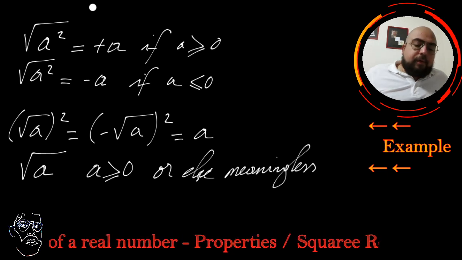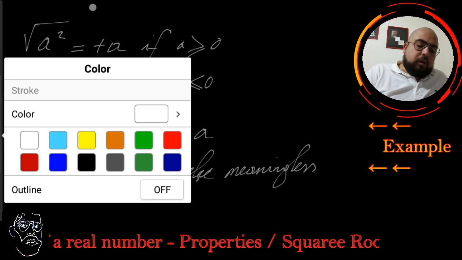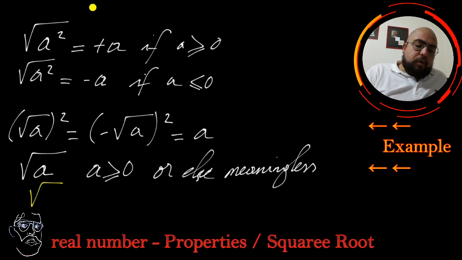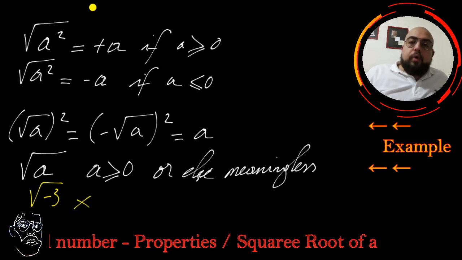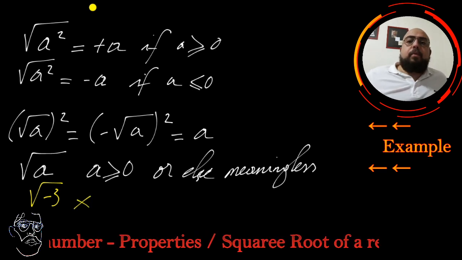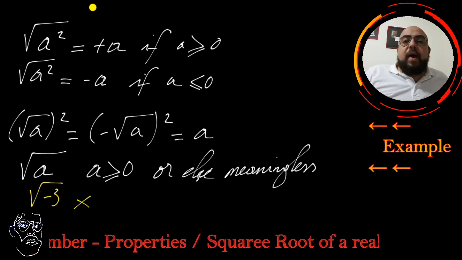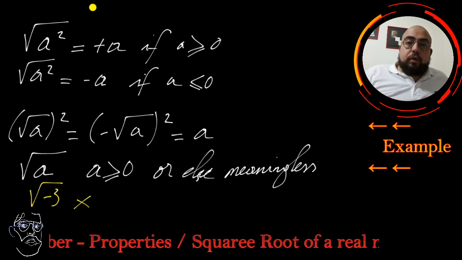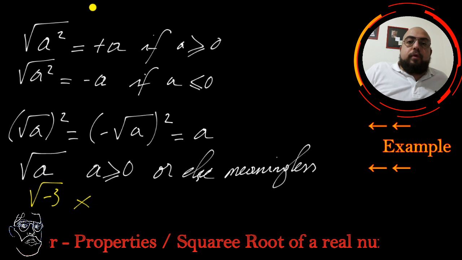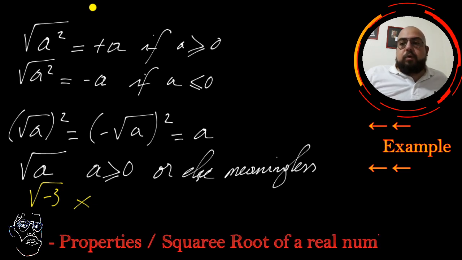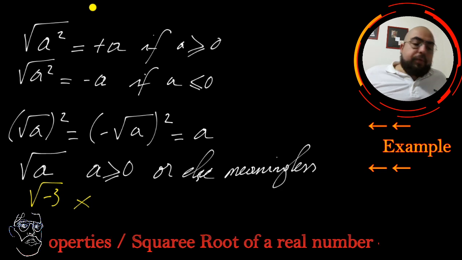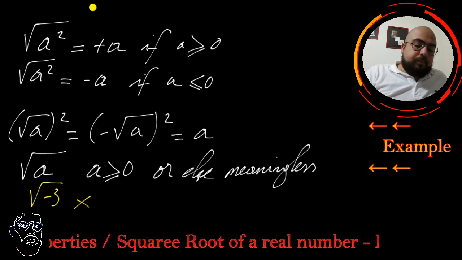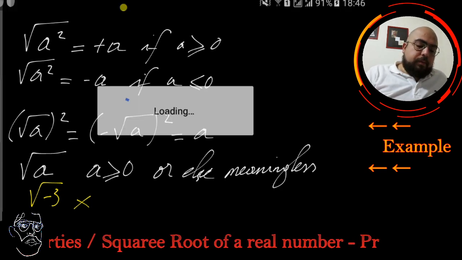Square root of minus 5, let's say, I'm going to take a small example. Square root of minus 3 does not exist. Square root of 3, it exists. It's 1.7, etc. So you have a certain irrational value for the square root of a when a is positive or equal to 0. Now, what are the properties related to the square root of a real number?